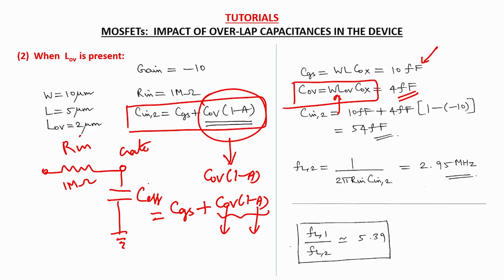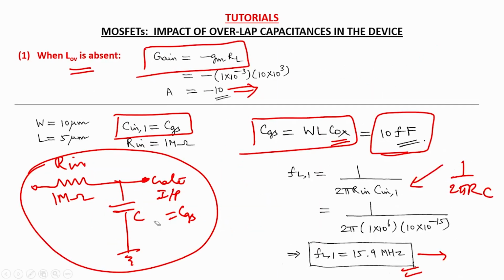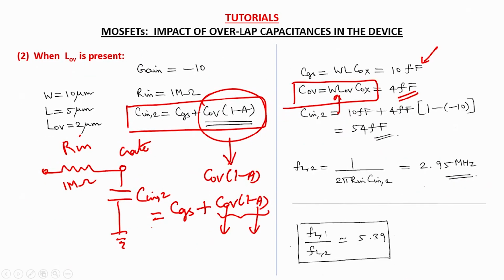So I think I have represented it with a terminology called C in 2. For the previous thing it is nothing but C in 1. So sorry that I have put it C effective here. Okay. So C in is nothing but CGS plus COV into 1 minus A.